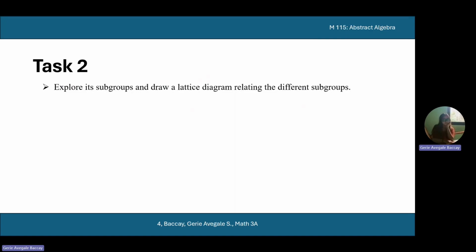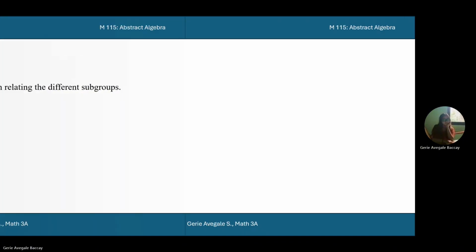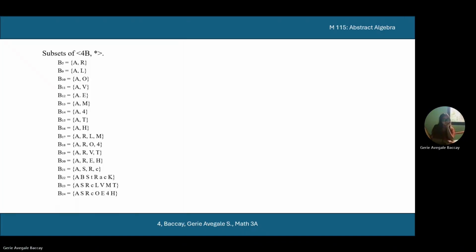So for our task 2, explore its subgroups and draw a lattice diagram relating the different subgroups. I have listed here the subsets of the group 4B under the binary operation star. But take note that I haven't listed all the subsets of the group of order 16 when looking for its subgroups, since the number of possible subsets is quite large. Instead, I focus on identifying the subsets that are more likely to satisfy the group properties.